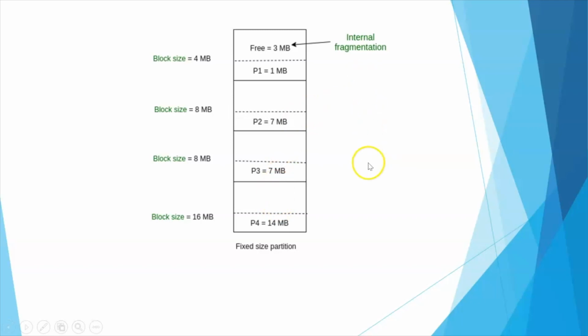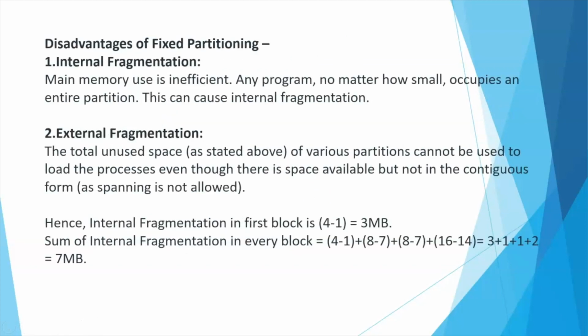If a process P5 of 5 MB comes to the memory, it cannot be allocated, because the free memory is not spanned, not continuous. So this is called external fragmentation. That means even though we have enough space to allocate the process, it is not continuous. That is called external fragmentation.